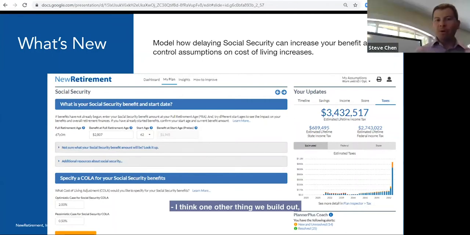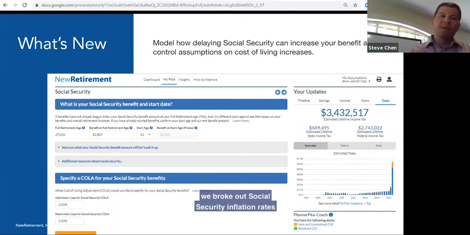I think one other thing that rolled out is, one last comment was we broke out Social Security inflation rates from general inflation.